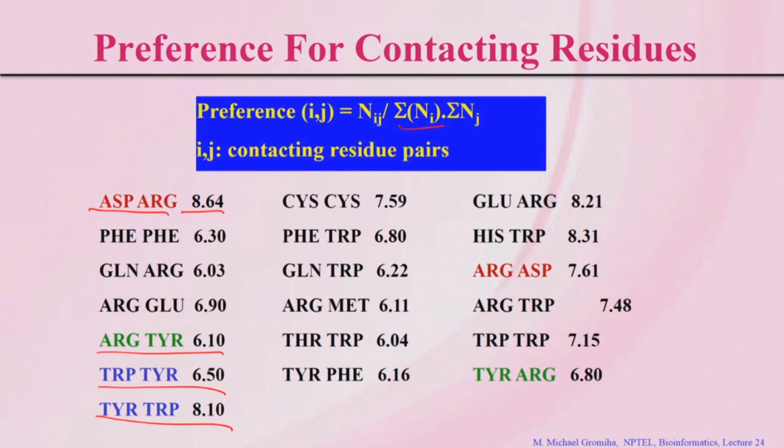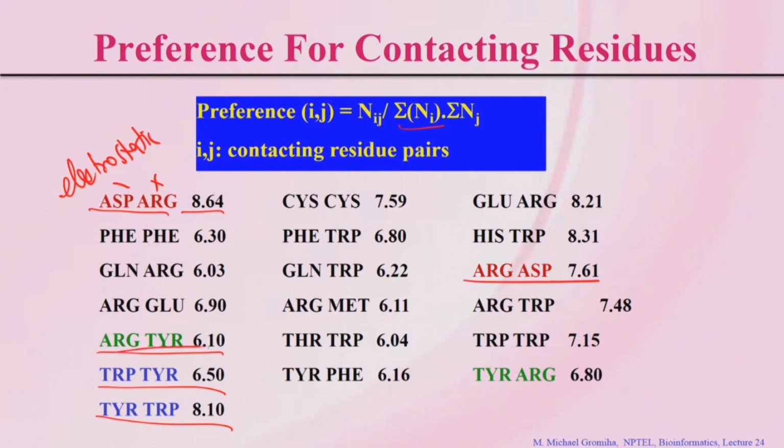For example, if you take aspartic acid and arginine, which type of interactions are important? Electrostatic interactions, right? This minus, this plus. Also, it does not depend on the type of the protein, whether you take 1 or 2. Even if you take the other way around, that is also very high, arginine and aspartic acid.